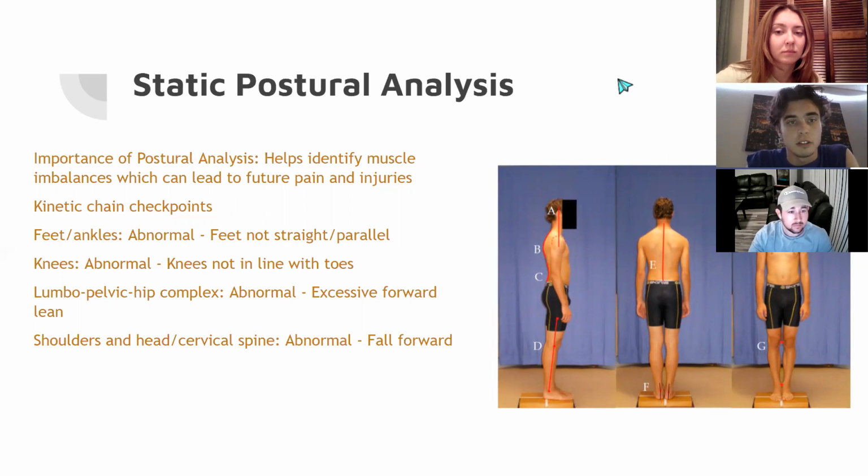So looking at Jimmy's postural analysis here, we can see that he has abnormalities in pretty much all four, based on his history and what we have seen here, such as having not straight parallel feet, having abnormal knees that are not in line with the toes, an excessive forward lean in the shoulders, which can be due to working in retail, and having excessive forward lean in the spine and shoulders, as well as the cervical spine.